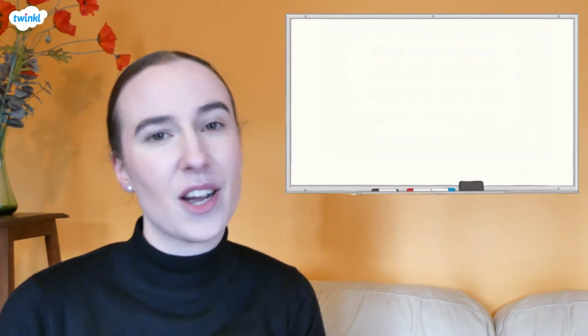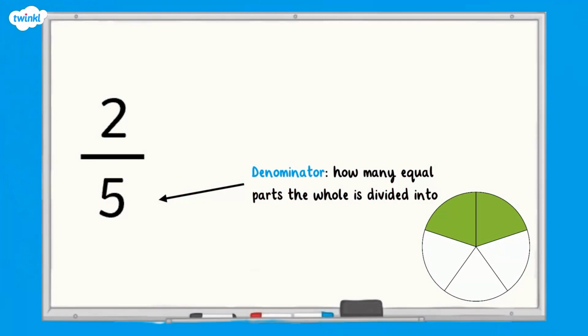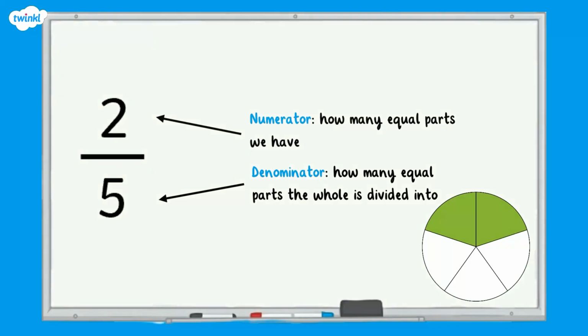Let's have a reminder about fraction vocabulary. The denominator is the number on the bottom of the fraction. It tells us how many equal parts the whole is divided into. The numerator is a number at the top of the fraction. It tells us how many equal parts we have. So for 2/5, the whole has been divided into 5 equal parts and we have 2 of them.